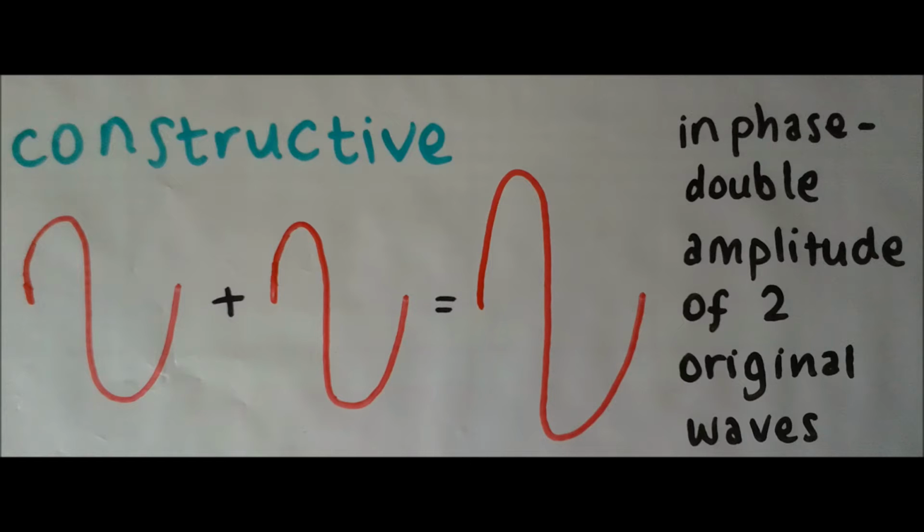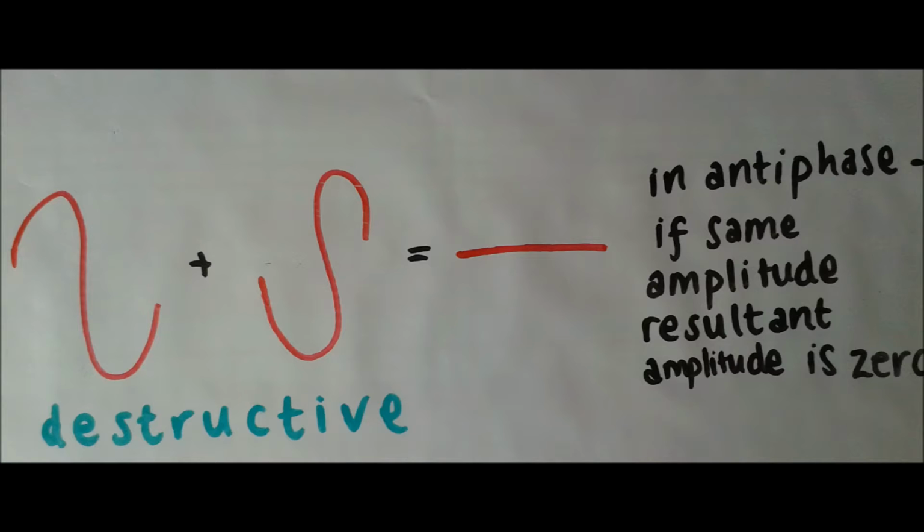When two waves are in phase, the maximum positive displacements from each wave line up. This causes an increase in amplitude. This is known as constructive interference. When two waves are in antiphase, the maximum displacement from one wave lines up with the maximum negative displacement from the other wave, and the overall amplitude is decreased. This is known as destructive interference. If the two waves have the same amplitude, the resultant amplitude will be zero and cancelled out.